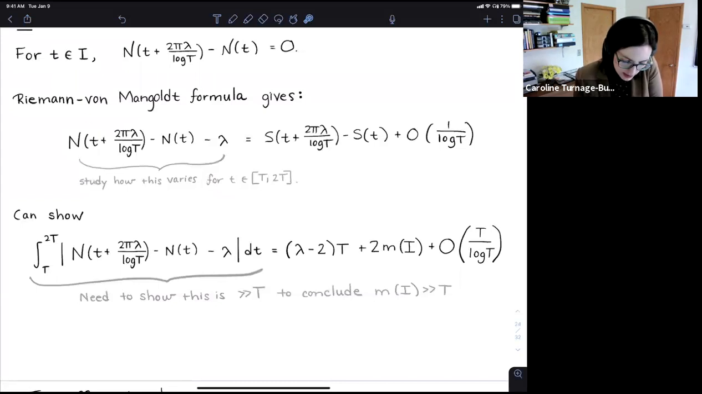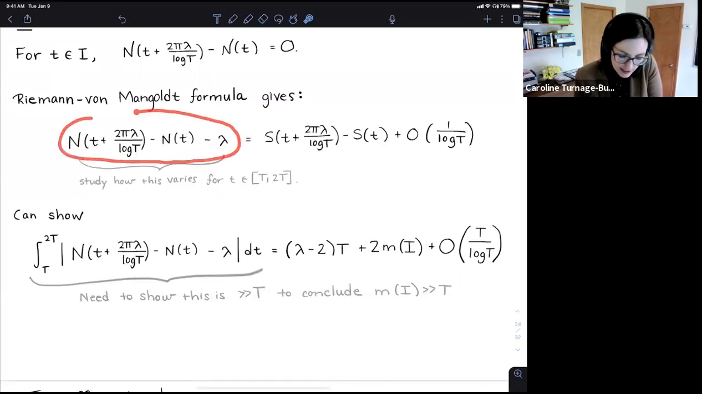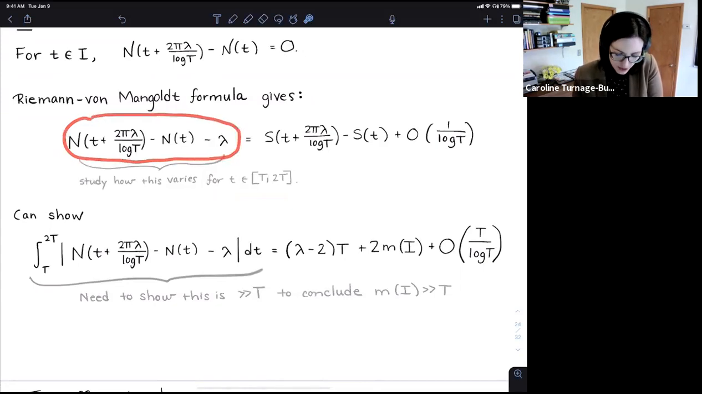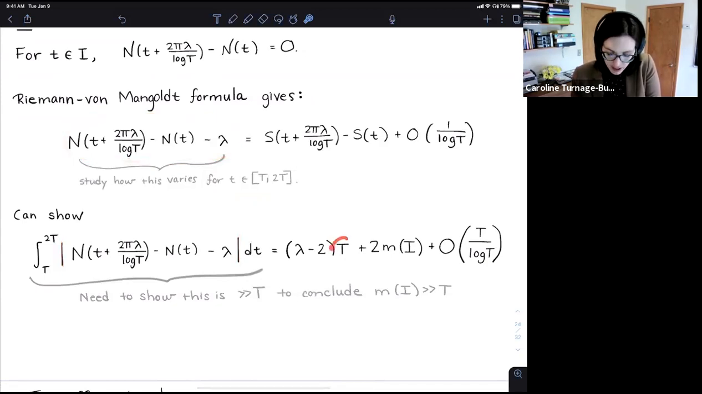So what we want to do is study how this piece here varies as t is in t and 2t. Now, there are two things that we can do. One thing we can do is take this piece of the puzzle and do this moment calculation. And we can work out and show that we've got a term of size t, here's the measure of that interval we're interested in, and a lower order term. And so if we can show that this piece here is greater than t, then it has to follow that the measure of I is greater than t.